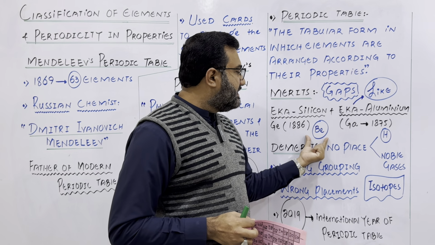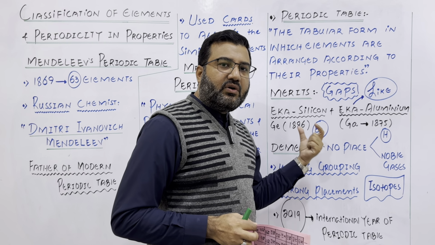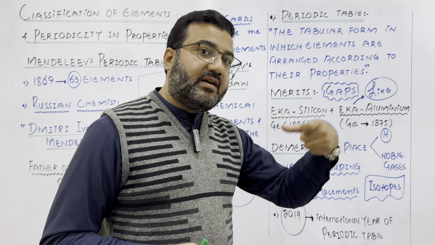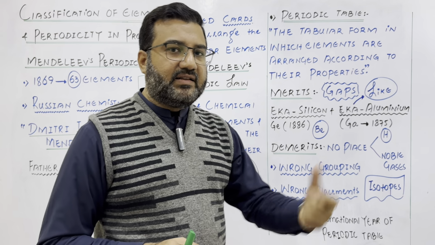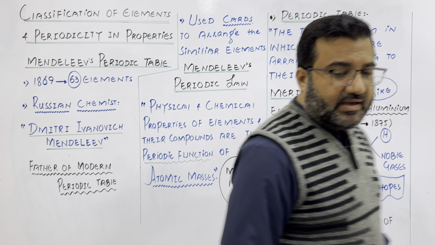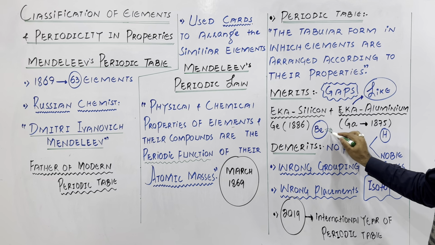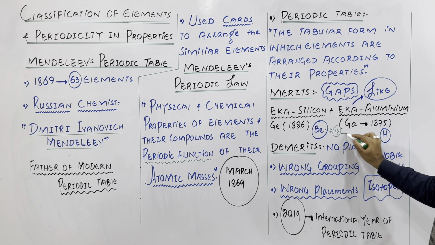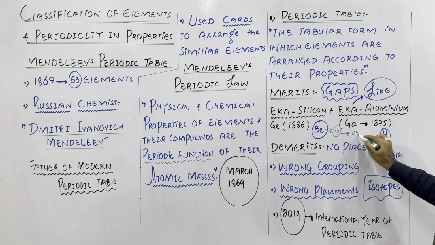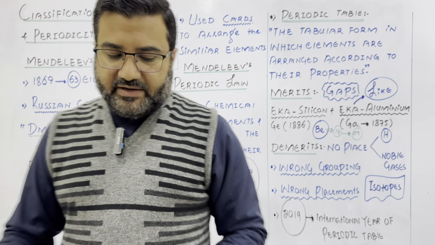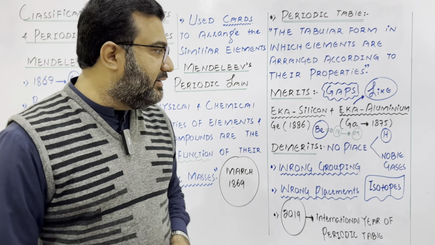There were some elements that were having wrong atomic masses at the time of Mendeleev. Mendeleev redetermined their atomic masses and then their correct atomic masses were seen. Just like beryllium, its atomic mass was 14 and Mendeleev corrected it to 9 in order to arrange it in his periodic table. So Mendeleev corrected the atomic masses of some elements.